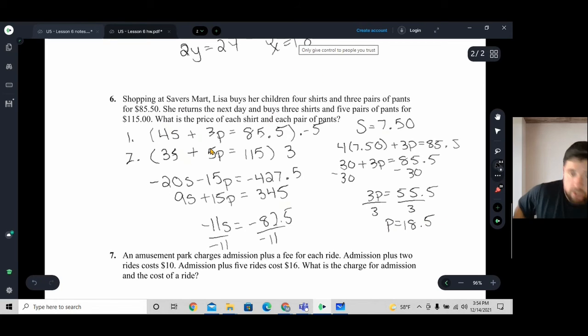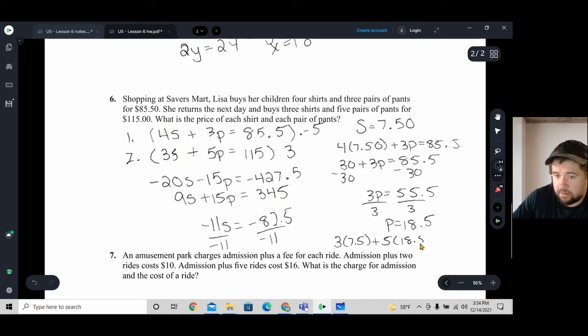Using our second equation, we will check the math. So what we're going to ask is, 3 times 7.5 plus 5 times 18.5, is that equal to 115? And the answer is yes, it does work out. So we know pants are $18.50 and shirts are $7.50.